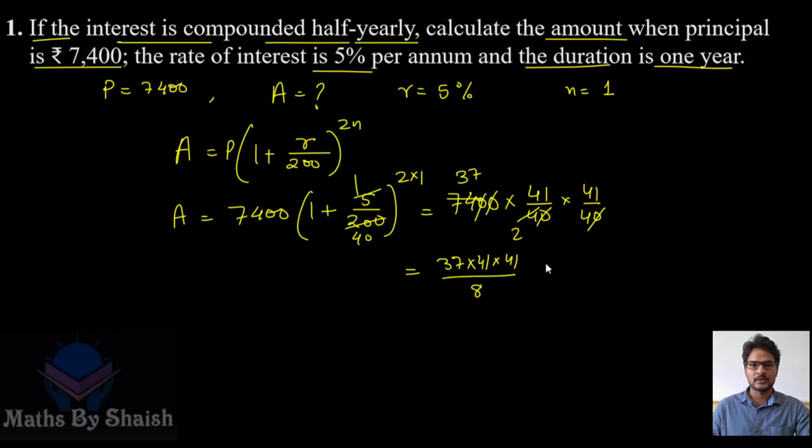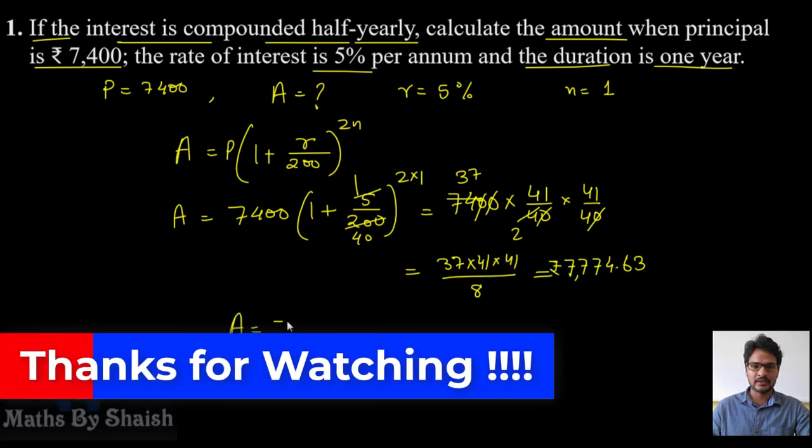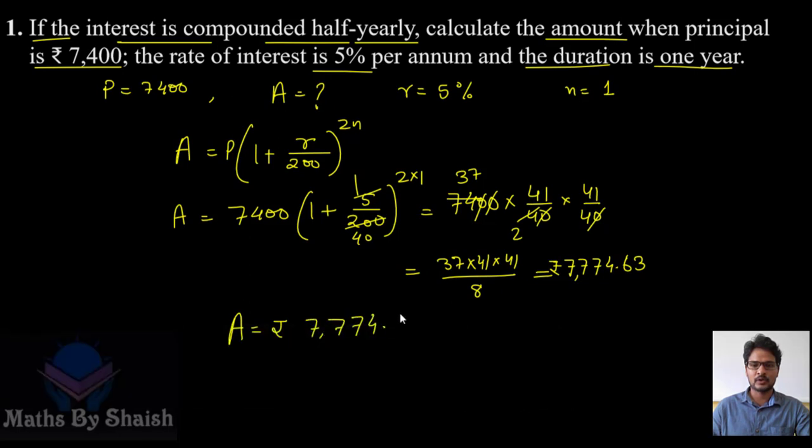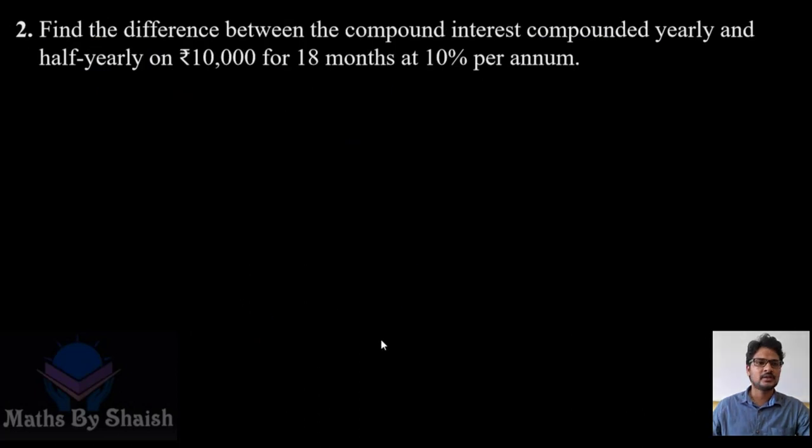And now we require to calculate this, and this value is 7,774.625. The money amount is in rupees and paise, so we can round it to 2 decimal places. That is going to be 7,774 rupees 63 paise. So this is the amount. We'll write it again, 7,774.63.